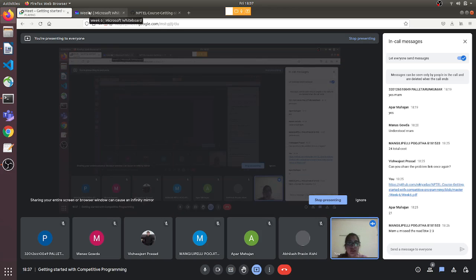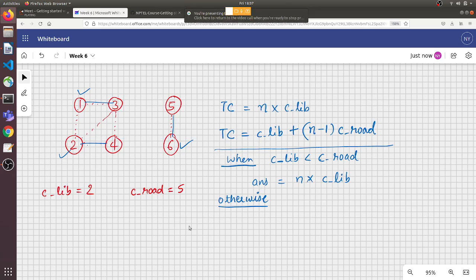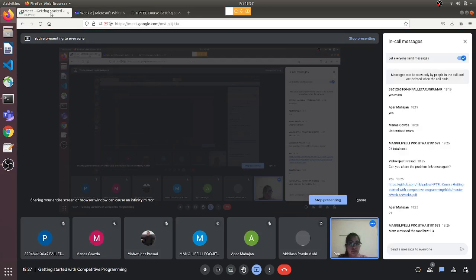Can anybody else try? Who was answering last time? It was me. Okay, okay. Yeah, you were correct that the number of connected components is playing a role here.